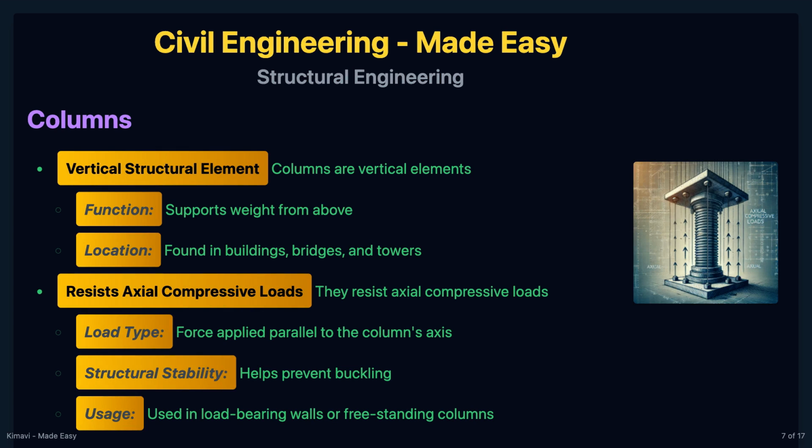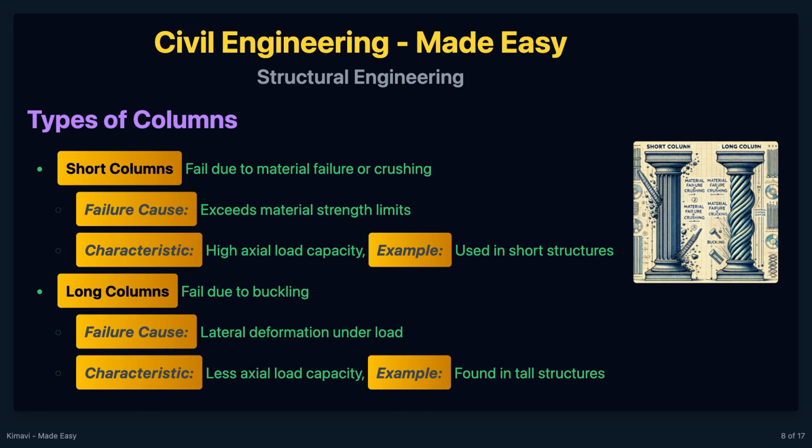A column is a vertical structural element that primarily resists axial compressive loads. Columns are crucial for transferring loads from the structure above to the foundation. There are two main types of columns: short columns, which fail primarily due to material failure or crushing, and long columns, which fail due to buckling. Buckling is influenced by the column's length, material, and cross-sectional shape.